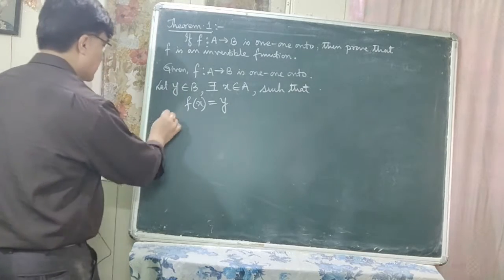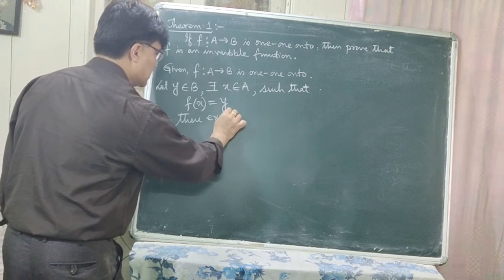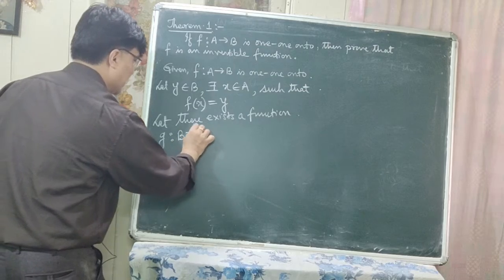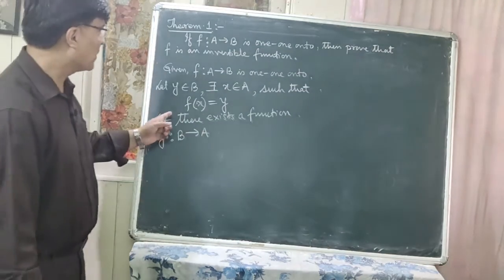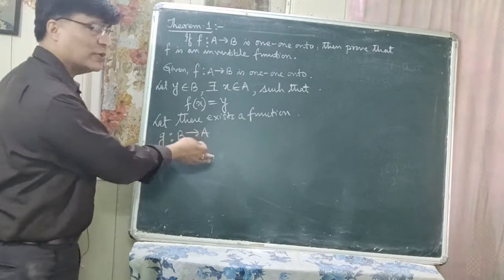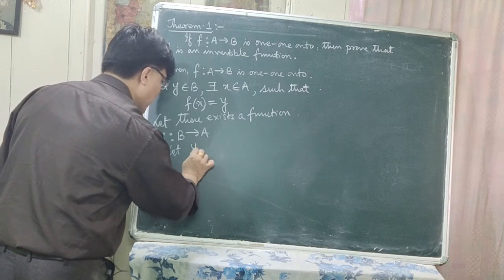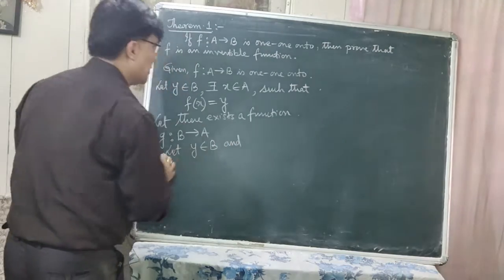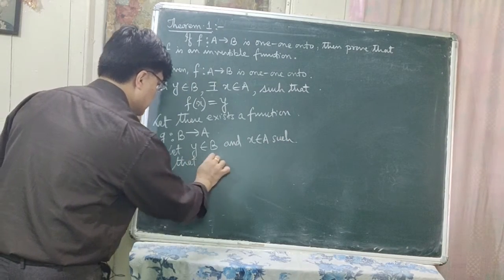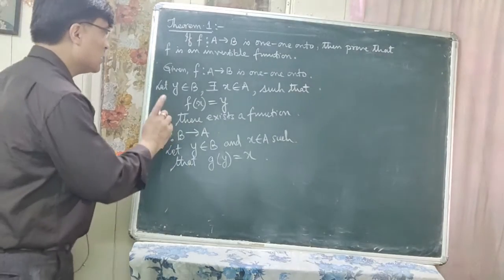Okay, so now let there exist a function g such that B to A. Now in this case, let y belong to the set B and x belong to the set A such that g of y is equal to x. So I think you have understood it. Okay, so now let us prove that.